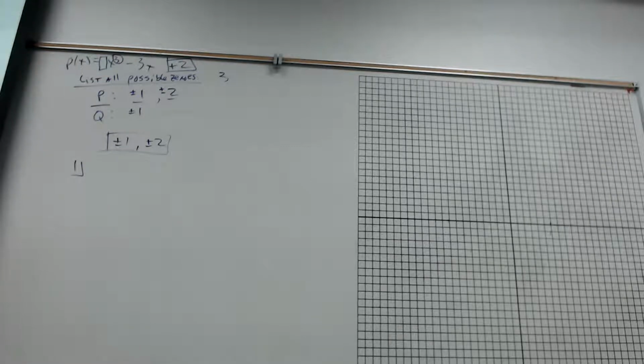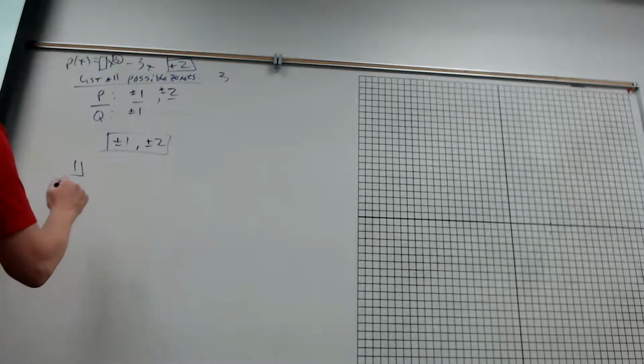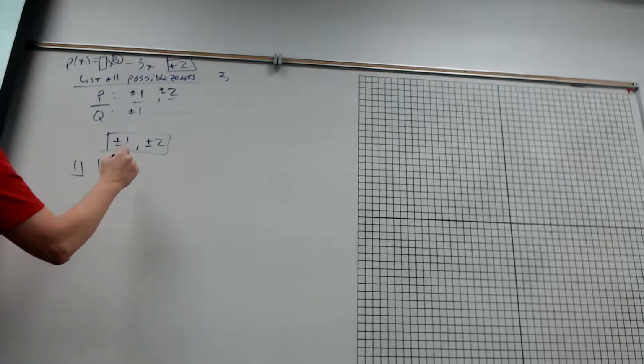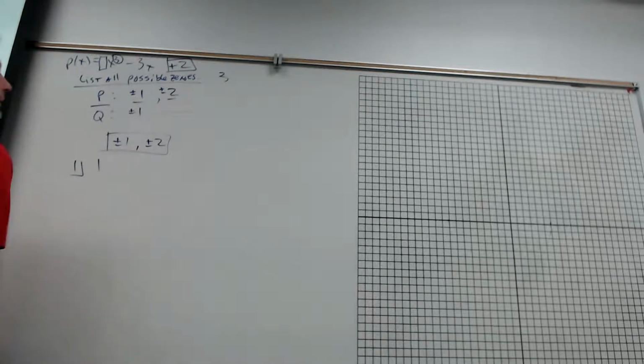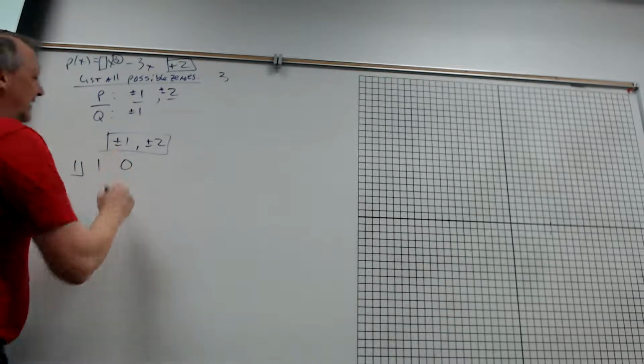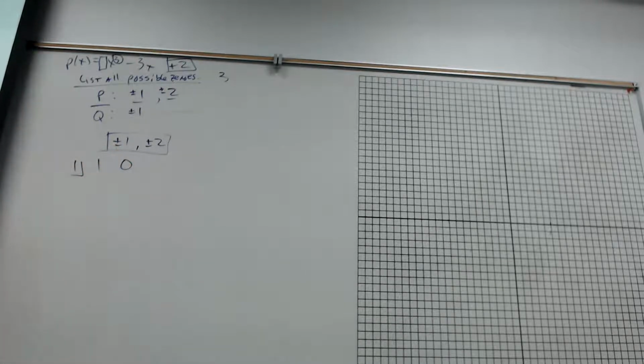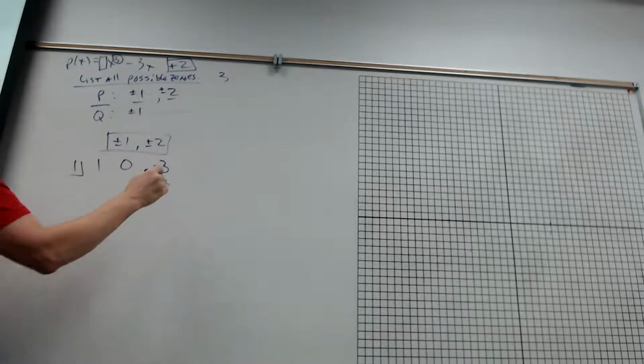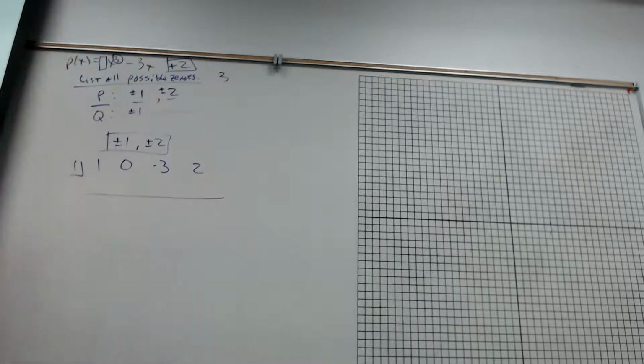And I kind of gave you a hint, Mauricio. What am I going to do? Synthetic division. And so the coefficients are? 1. 1. Negative 3. Oh, no, 0. Don't forget the 0, you promised me. 0. Negative 3. Plus 2. Positive 2. Okay?